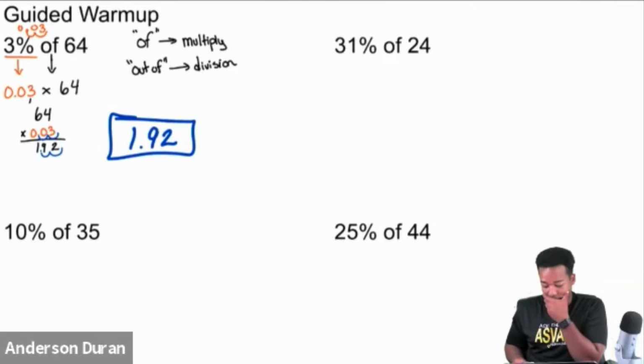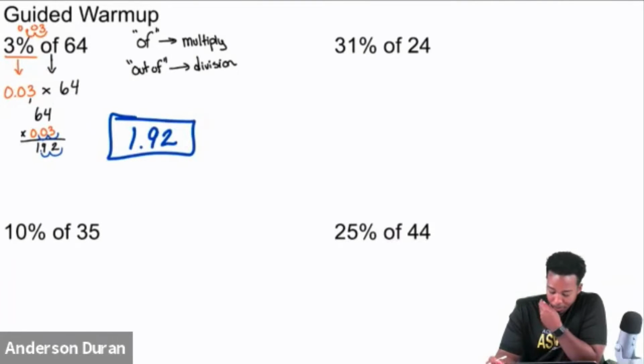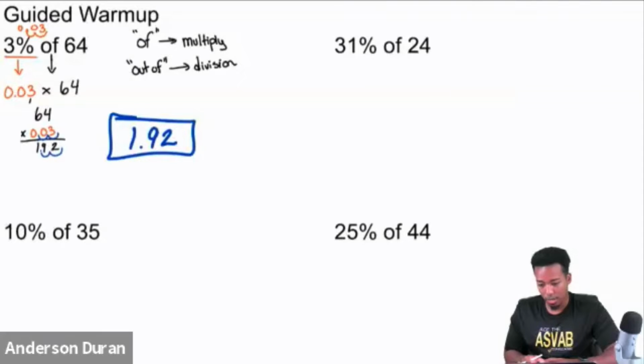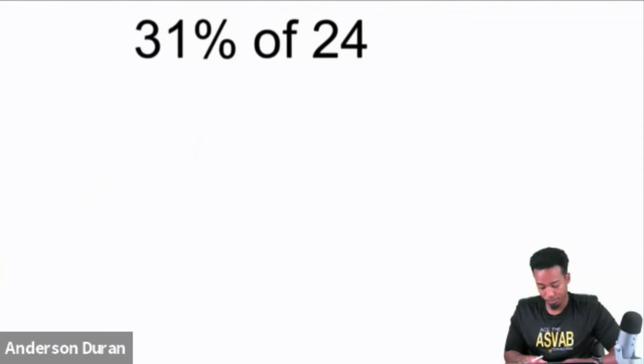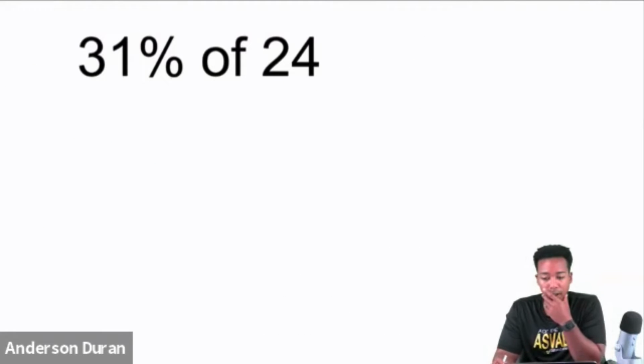Now, let's go ahead and take care of 31% of 24. Let's go and take care of that one over here at the top right. Let's get it. Zooming on in nice and slow. 31% of 24. Let's go ahead and go through our motions again. Everybody, that 31% is going to turn into what?